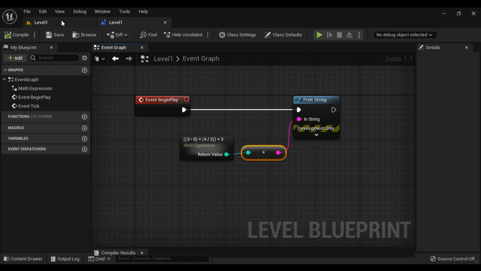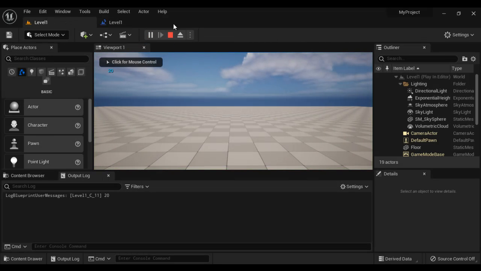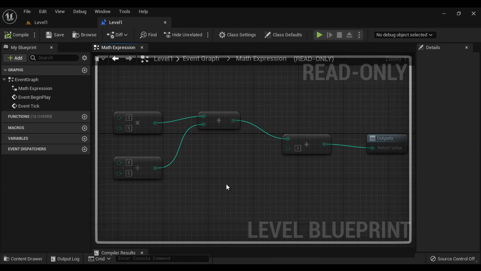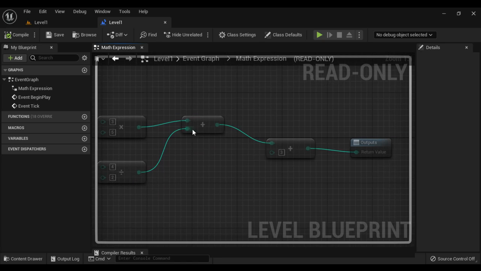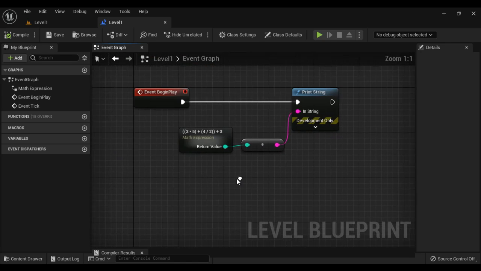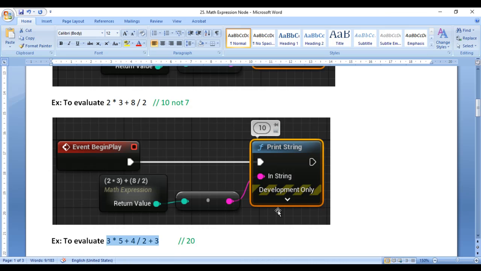If I compile, save, come to level 1 and play, you see 20 got displayed. And it is behind the scene creating the graph of nodes. You can clearly see here 3 into 5 is 15, 4 divided by 2 is 2, so 15 plus 2 is 17, 17 plus 3 is 20. It is returning back to us. So that is how the math expression node is used, guys.